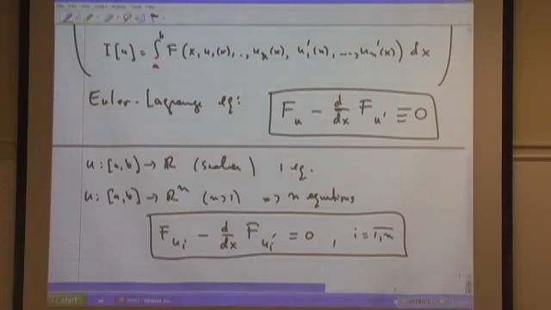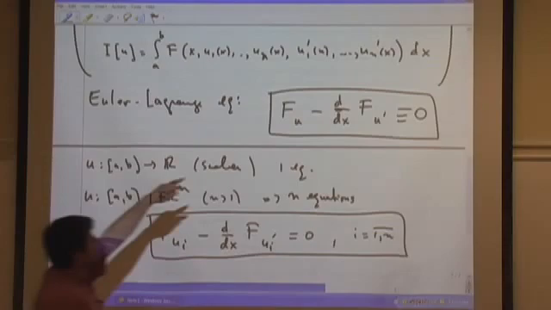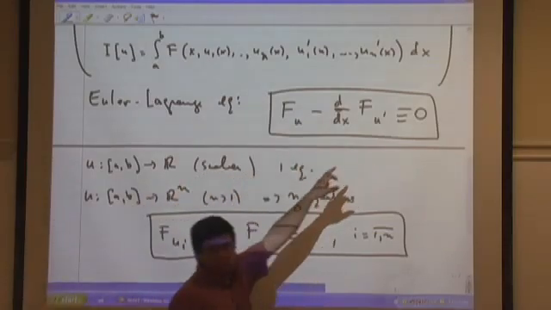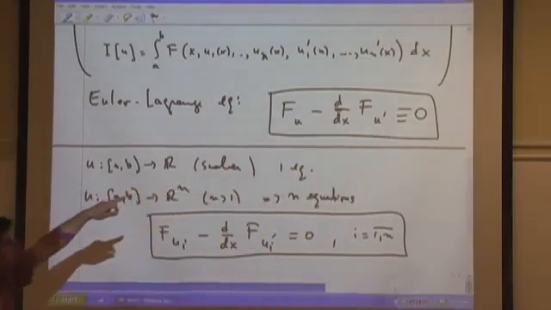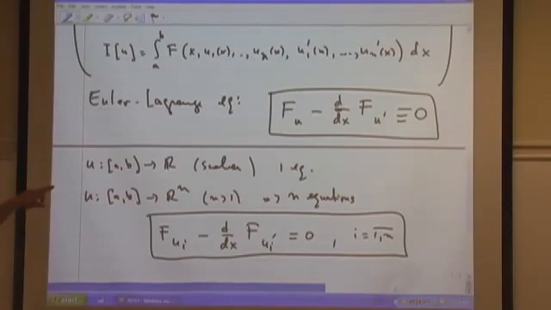Okay, and why is that? Well, you could kind of imagine how we derived this when u was just a scalar. We said that corresponds to the derivative in the direction of a function phi, and that was a scalar.